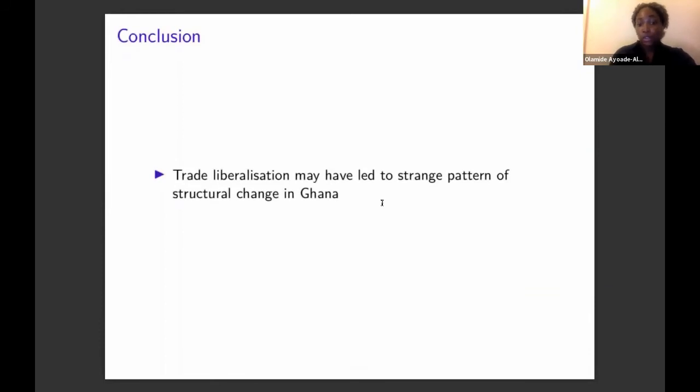So in conclusion, African countries have structural change that is not growth enhancing, as in the process of structural change, resources move from agriculture towards services instead of towards industry. And this research shows that trade liberalization may actually have led to this strange pattern of structural change in Ghana. And thank you for listening.